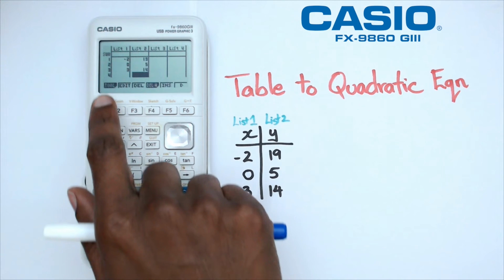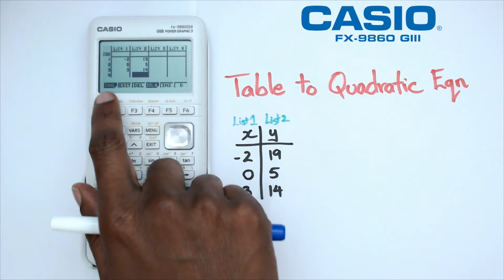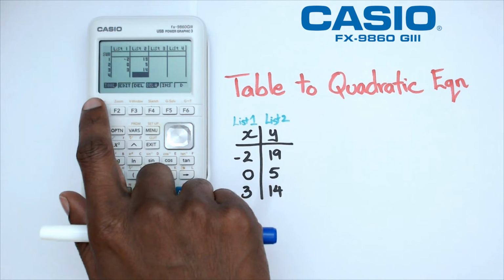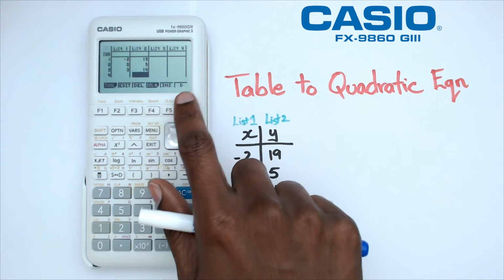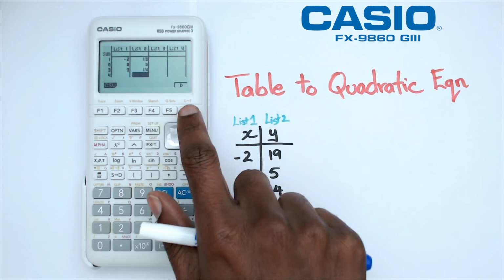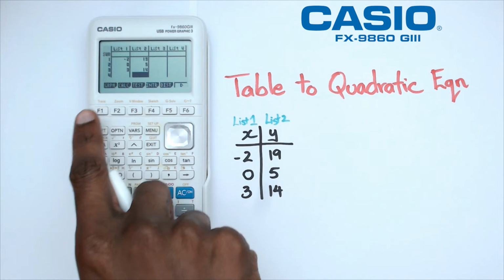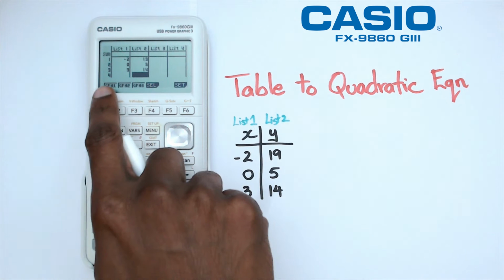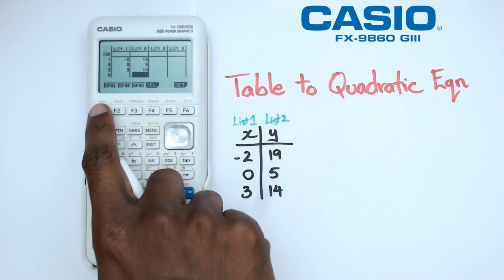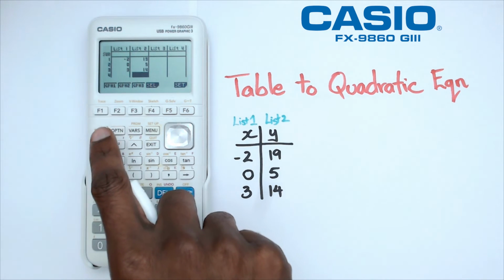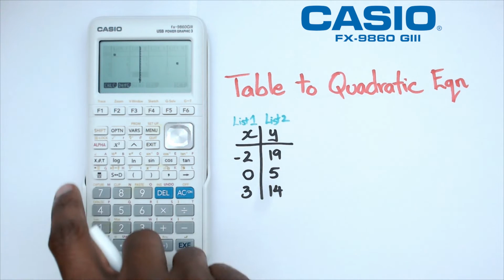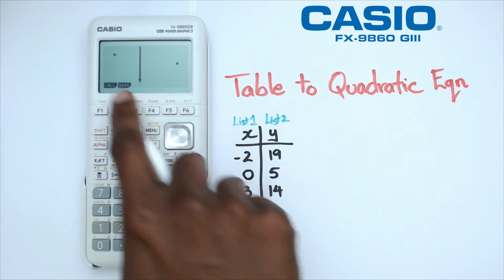Now once I do this, I should have a button that says graph 1. In some cases you're not going to have this. What you want to do is click on F6 until you get the graph button here. Once we get the graph button, we're going to click on F1. Click on graph 1, which is F1 again. This is very similar to how we did it for linear equations. And you're going to see the 3 points.